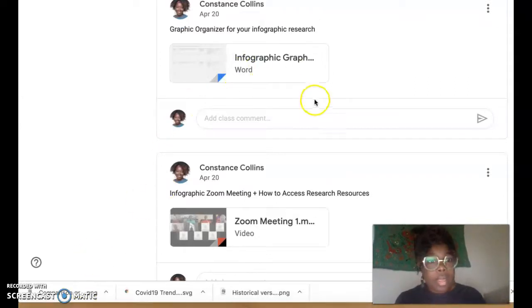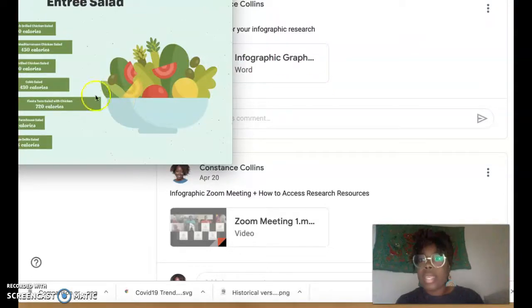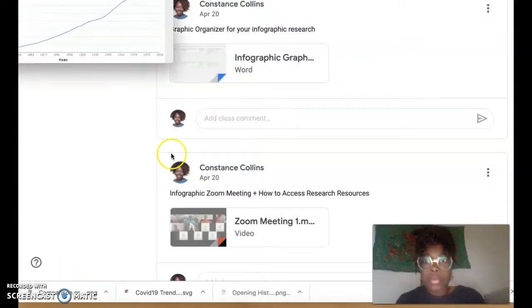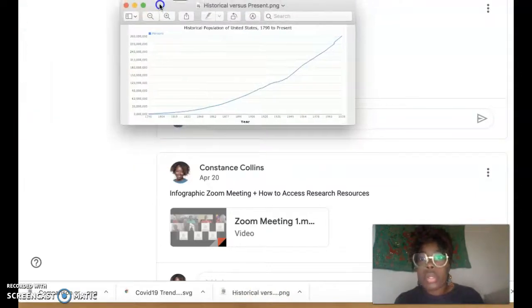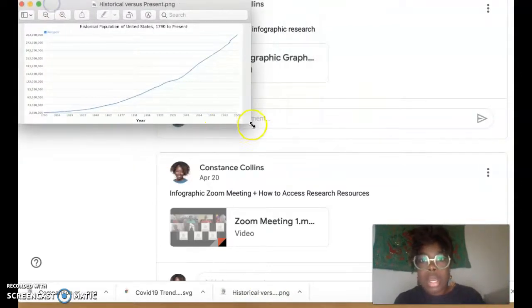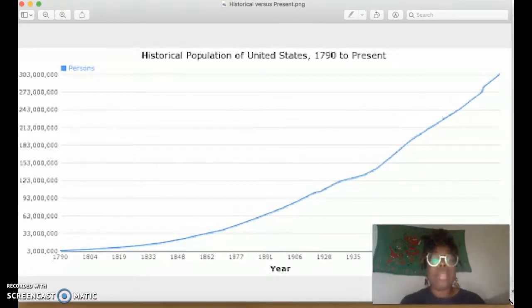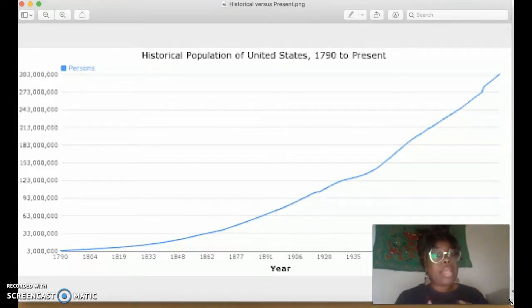So a historical graph, this is a comparison. Let's bring it over here. All right, a historical graph shows how something changes over time. So for instance, if you're talking about carbon dioxide in the air, you might want to start from the Industrial Revolution and how carbon dioxide has increased over time.